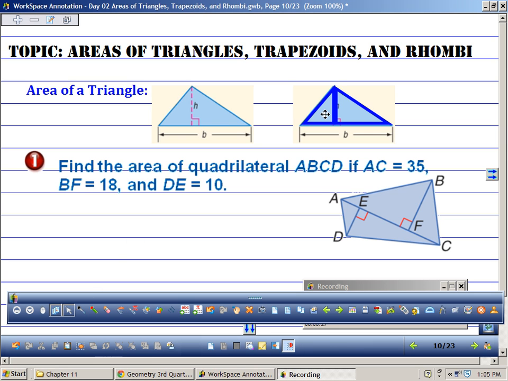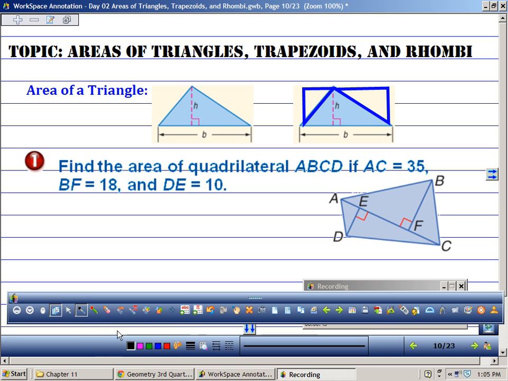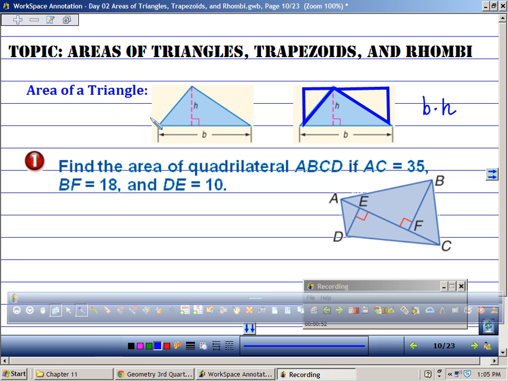If I were to take these triangles and double them, wouldn't I have a square, or a rectangle, I'm sorry? So what is the area of this rectangle? Base times height, right? Well, don't we just have half of it?